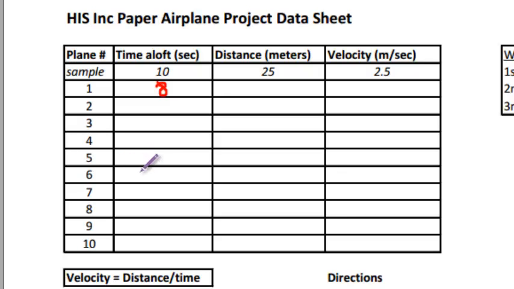And then next you're going to take your meter stick, or if you don't have a meter stick, you can use a yardstick or a ruler or whatever you need to. In that case, you would have to convert them to meters, because meters is the scientific measurement. So you're going to measure how far it went in meters. So in this case, let's say that our plane went 18 meters.